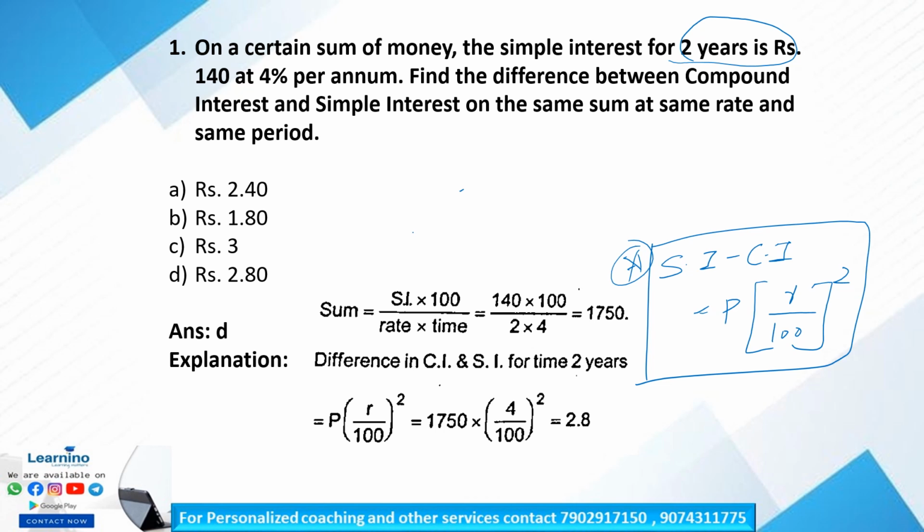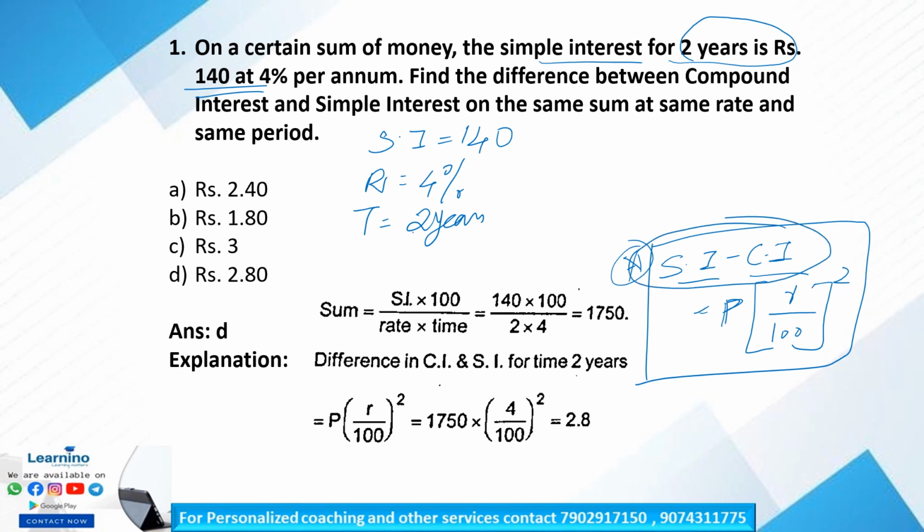Simple interest is given here, right? Simple interest is 140, rate of interest is equal to 4%, time period is equal to 2 years. Our equation for the difference of compound interest and simple interest is P into R by 100 the whole square. So for that we have to find what is P. The value of P should be calculated.